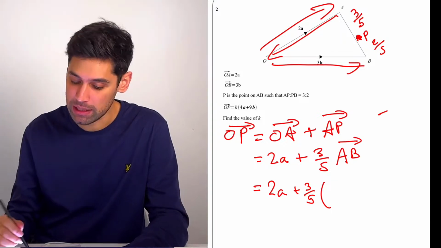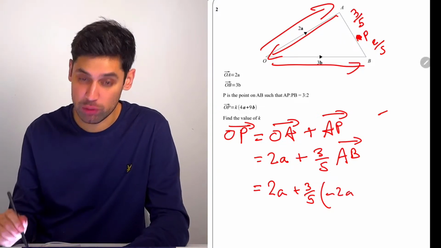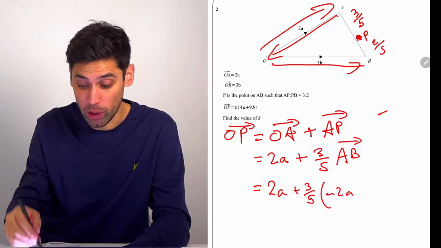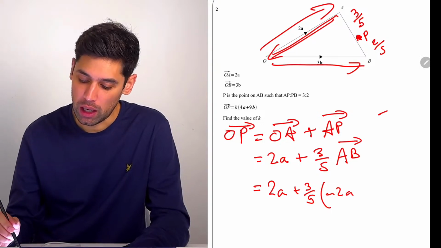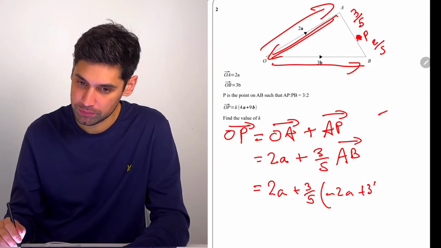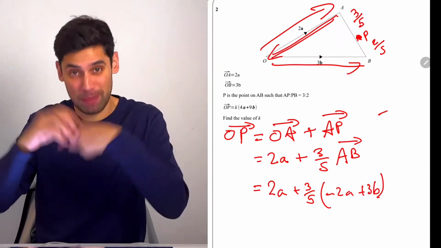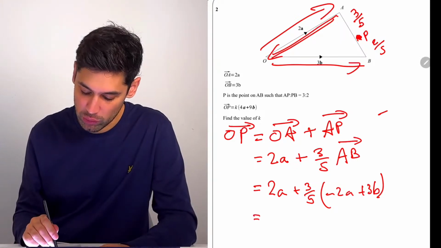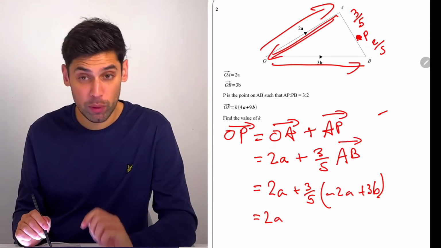So AB is going to be minus 2A, because remember, you're going against the arrow. We're going backwards, plus the 3B. And we're going to expand that and simplify. So the 2A is going to remain, of course. And now this bit we've got to be really careful about.